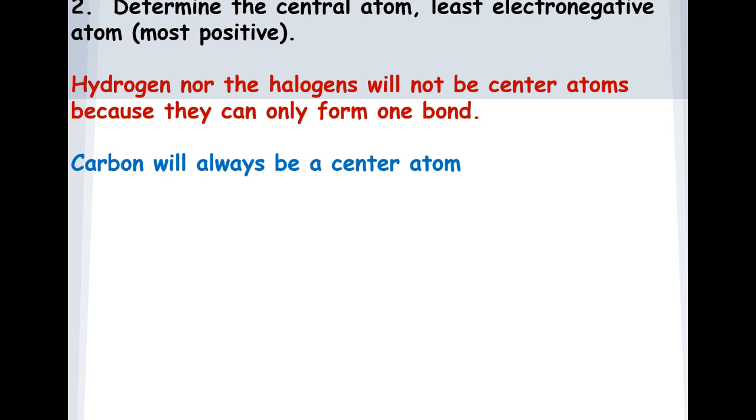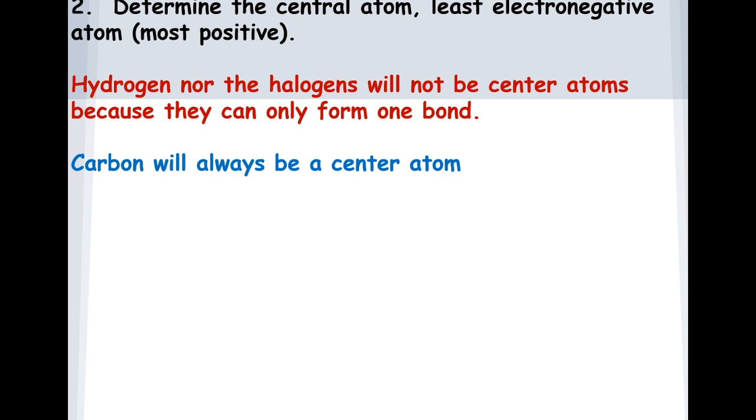The next thing is to determine the central atom, and the central atom is the least electronegative atom, or the most positive. So how do you figure that out? Well, according to our periodic properties, electronegativity gets higher as you go across the period. So as you go across the period, those atoms are becoming more and more negative. As you go down a group, they become more and more positive. Their electronegativity is going to decrease.